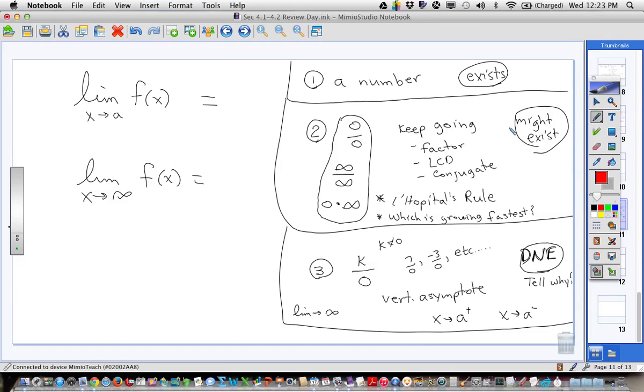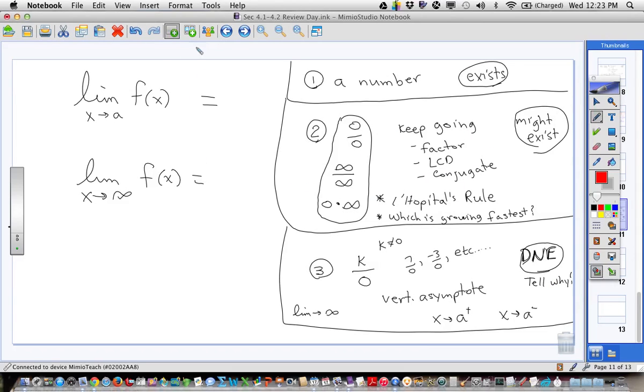Now, let's just do a quick example here of what we mean by that. When we learned L'Hopital's rule, what I've got here is I said you keep going. Maybe factor, do a least common denominator, do a conjugate, do L'Hopital's rule. Just ask yourself, which is growing fastest? If you get 0 over 0, infinity over infinity, or 0 times infinity, you have to do some more stuff, and you might get an answer. The limit might exist, or the limit might not exist. And you do one of these two things. But this middle section, that's the key.